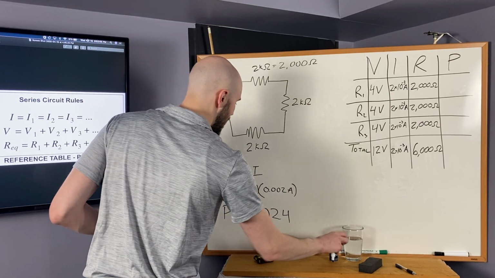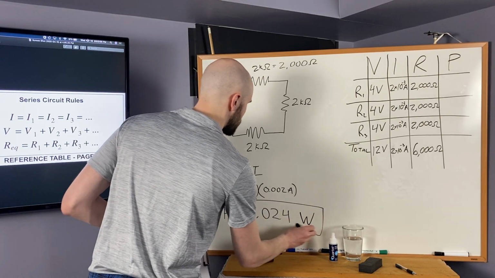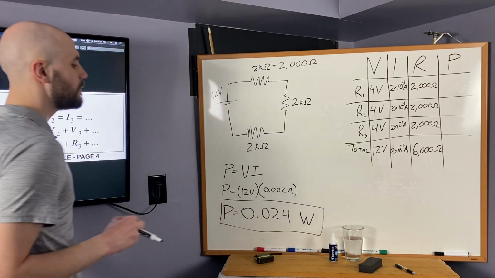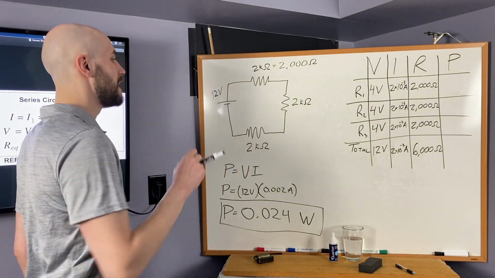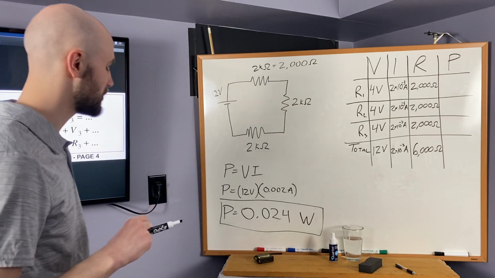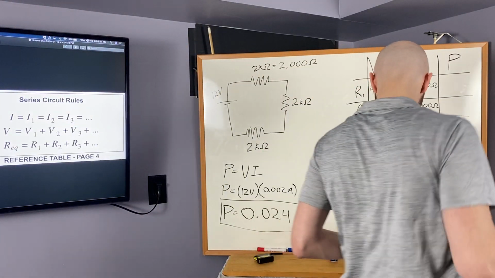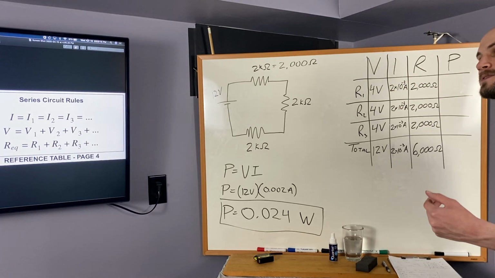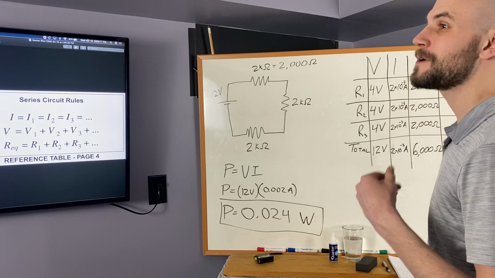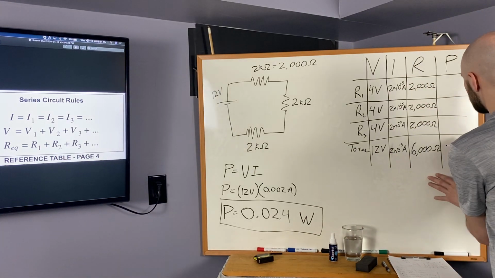And what's our unit for power? It is watts. Another way to say that is 24 milliwatts. That's the power dissipated, but that's the total power dissipated in the whole circuit. So for every second that goes by, this circuit burns 24 millijoules of energy. That's what that means.